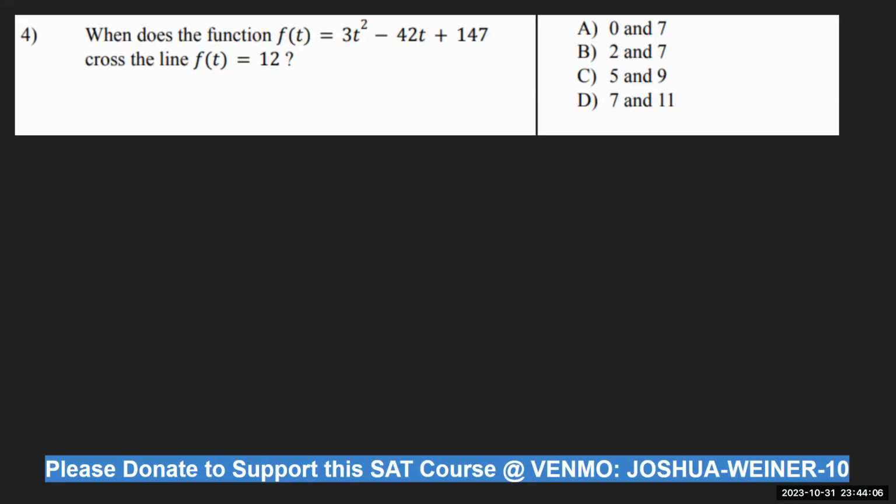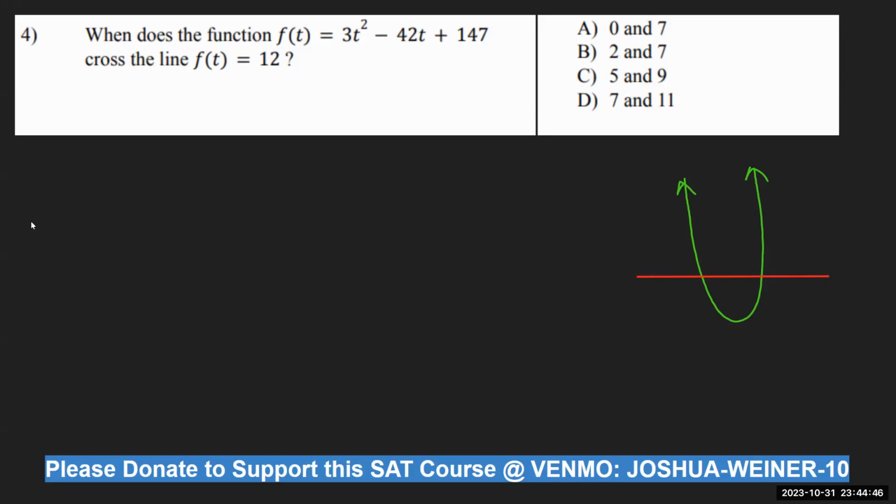All right, question number 4 reads, when does the function 3t squared minus 42t plus 147 cross the line? So here the math is a little bit different than what you might expect. If I were to quickly sketch the parabola, we're saying that it crosses twice at the line. It's an intersect as the parabola descends and as it goes back up. All right, so let's look at mathematically how we solve it, though.